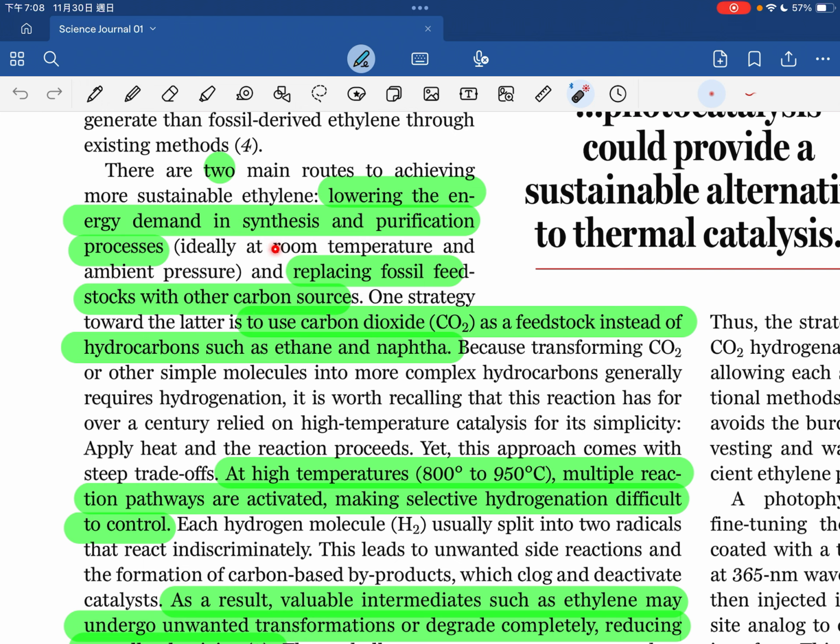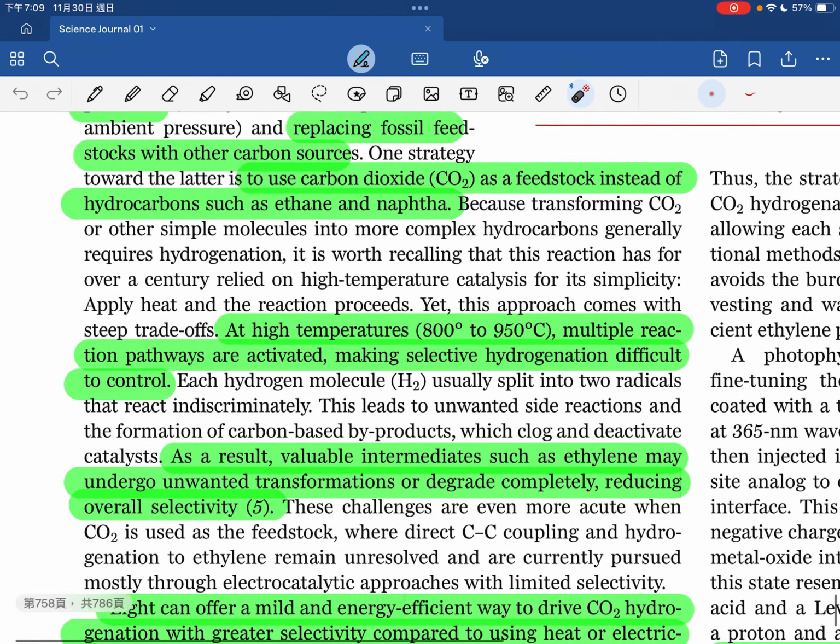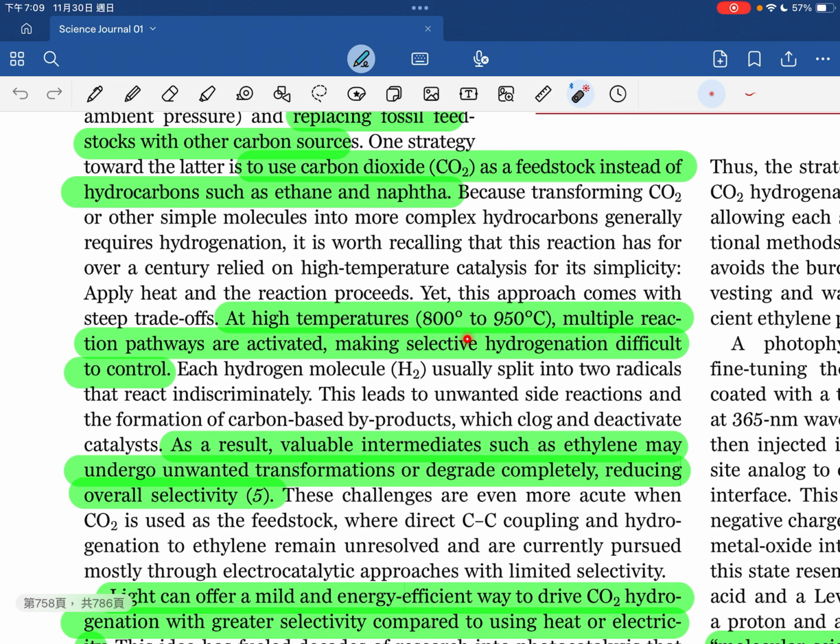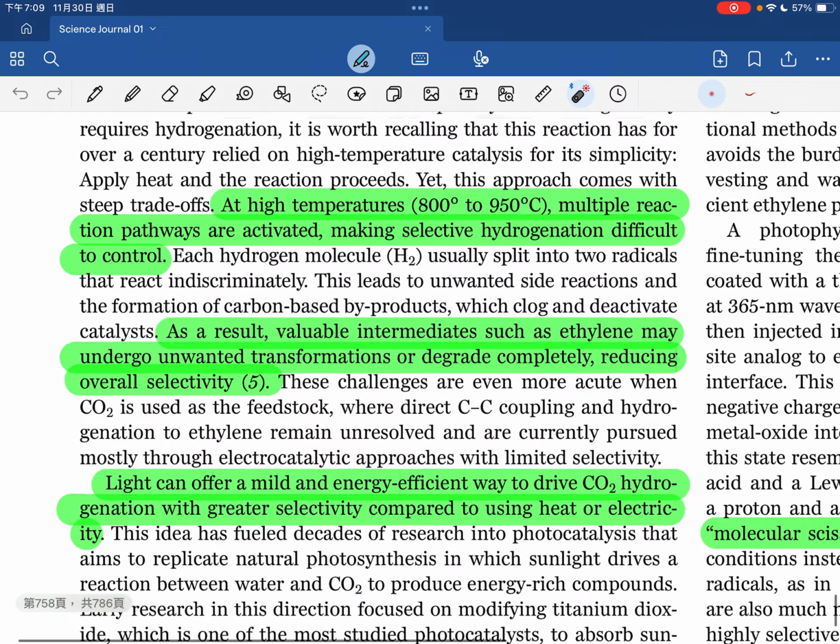即係如果你要穩定啲去到做到好啲嘅狀態，有兩個方法。This is number one, and another one is replacing fossil feedstock with another carbon source. Okay, so one strategy will be using the carbon dioxide as the stock. However, it's very difficult because we use a very high temperature. Because of the high temperature, valuable intermediates may undergo unwanted transformations or degradations completely, reducing the overall reactivities. So this is the limitation and the background of the research.